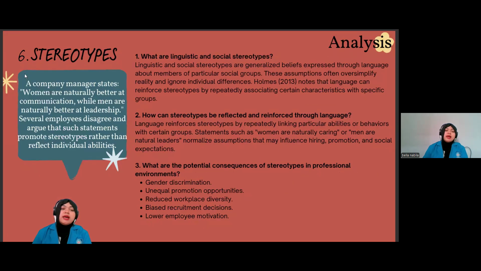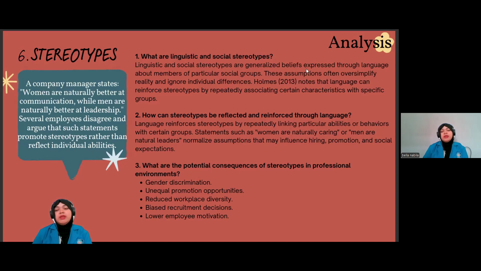And the last one, the case study about stereotypes. I already explained this in part one. A company manager states, "Women are naturally better at communication, while men are naturally better at leadership." Several employees disagree and argue that such a statement promotes stereotypes rather than reflects individual abilities.